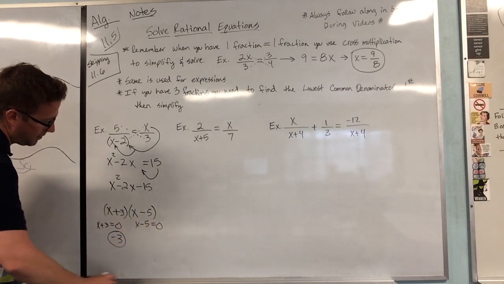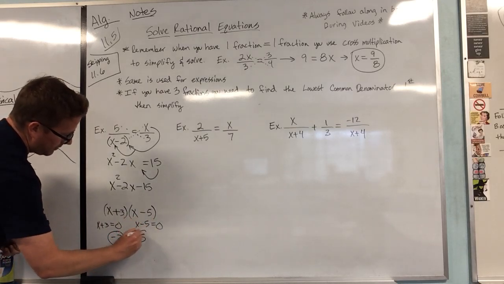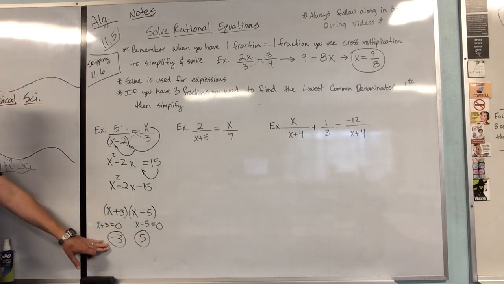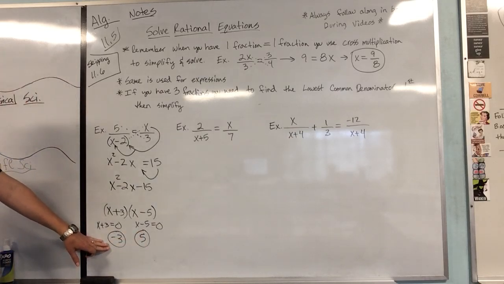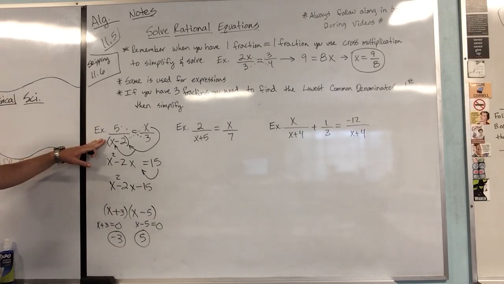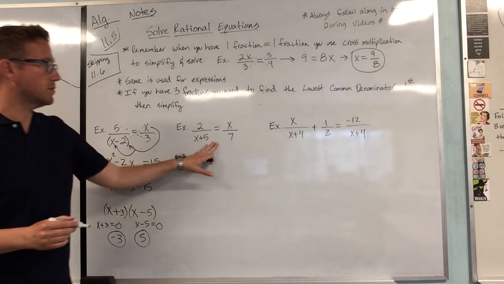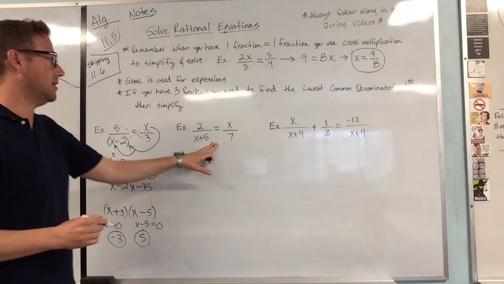And this one right here is going to be a positive 5. So negative 3 and positive 5 are the solution for this rational equation. All right, let's move on. Let's do the exact same thing here, okay?